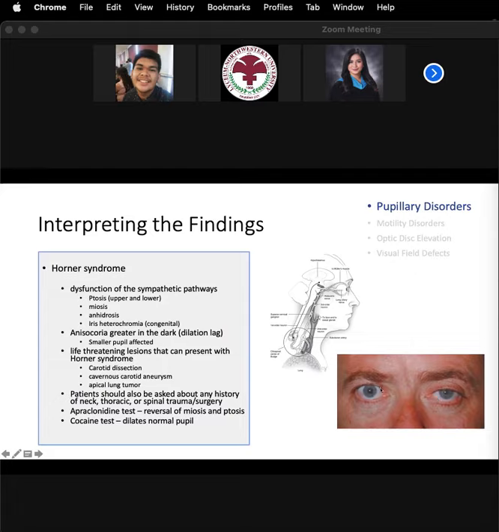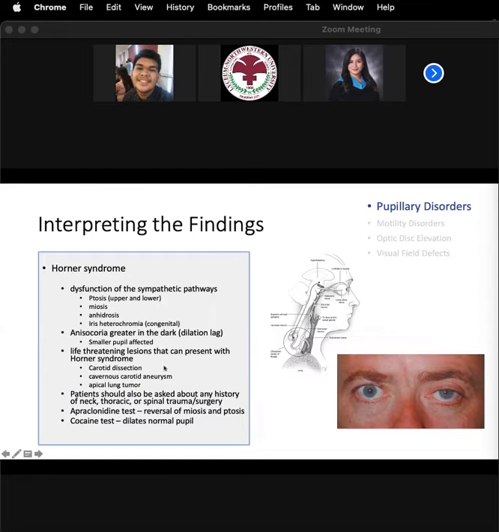When you go to a darker place or a dim room, the affected eye presenting with Horner syndrome will remain constricted and the normal eye will dilate. So it's a case of anisocoria that's greater in the dark. It says dilation lang. Kasi for Horner syndrome, it doesn't stay naman constricted. It dilates pero at a slower rate. Kaya may dilation. Okay?